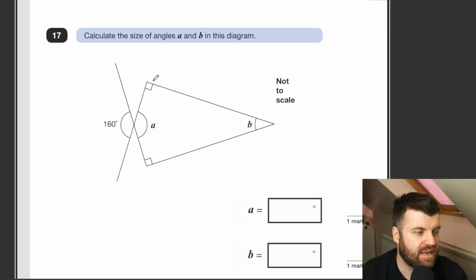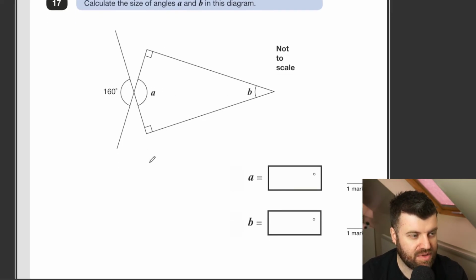Super. Question 17. Calculate the size of angles A and B in this diagram. Now, A is easy because when we have 2 straight lines that intersect, opposite angles are equal. So whatever we've got here is 160 is going to be the same as the opposite angle there. So I can put 160 in straight away.